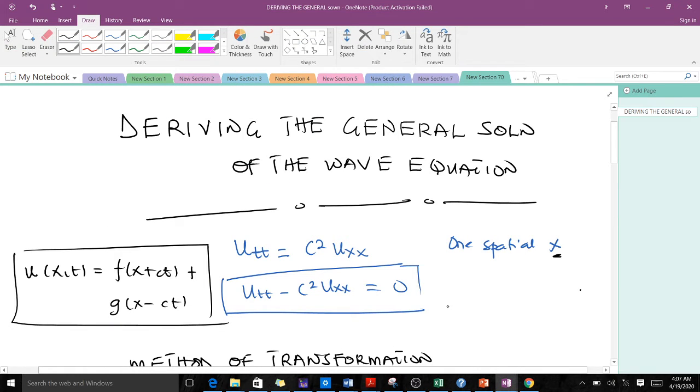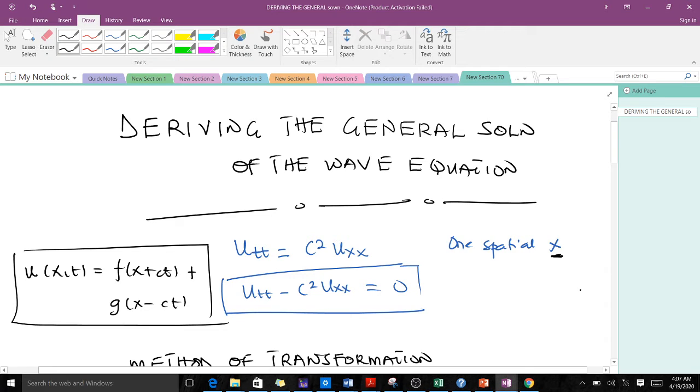Welcome to today's lesson. I'm Guido Randolph, and today we are going to learn how to derive the general solution of the wave equation. So, our wave equation in one spatial variable x is given as u_tt equals c squared u_xx. When you decide to bring everything to the left hand side, then you get this particular formula here.